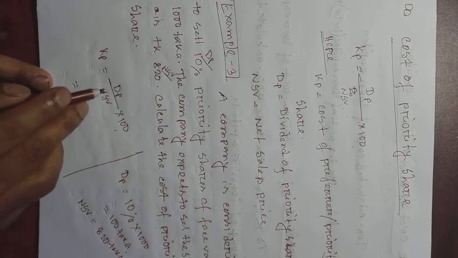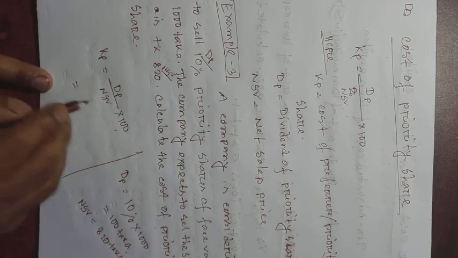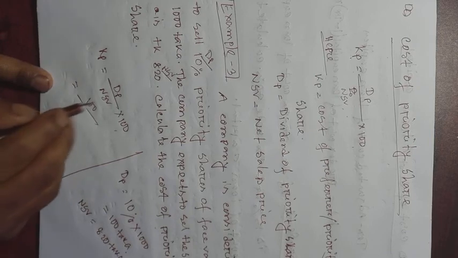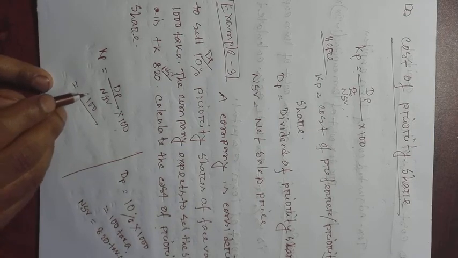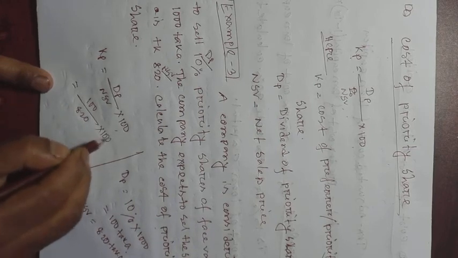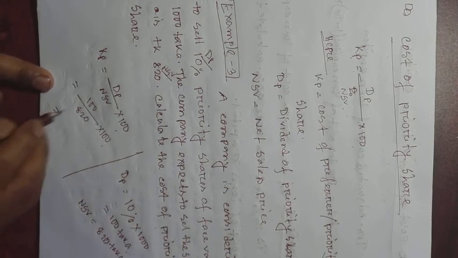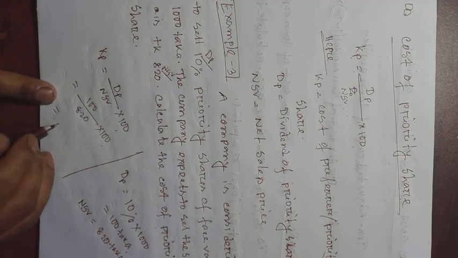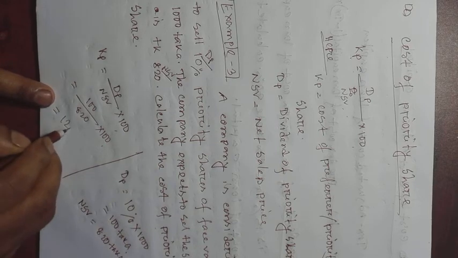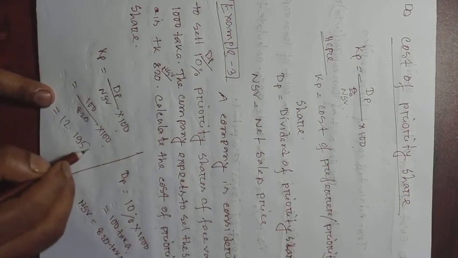Here DP is the dividend of priority shares, which is 100, and NSV is equal to 820 taka, into 100. So by applying this formula we can easily find out the cost of priority shares. Here the cost of priority shares is 12.19%.